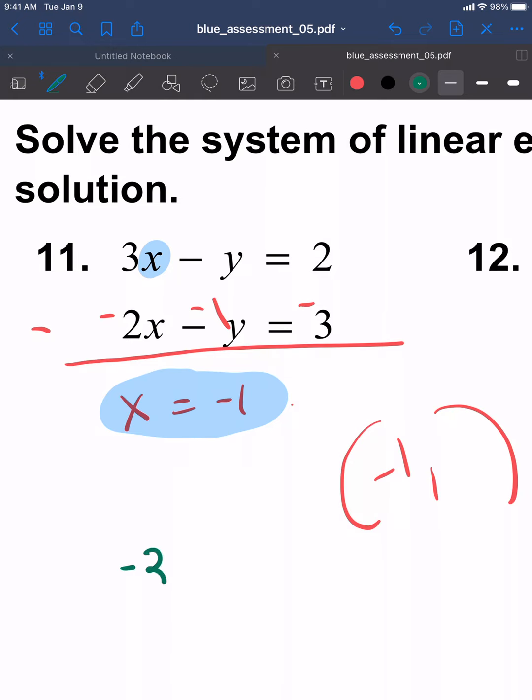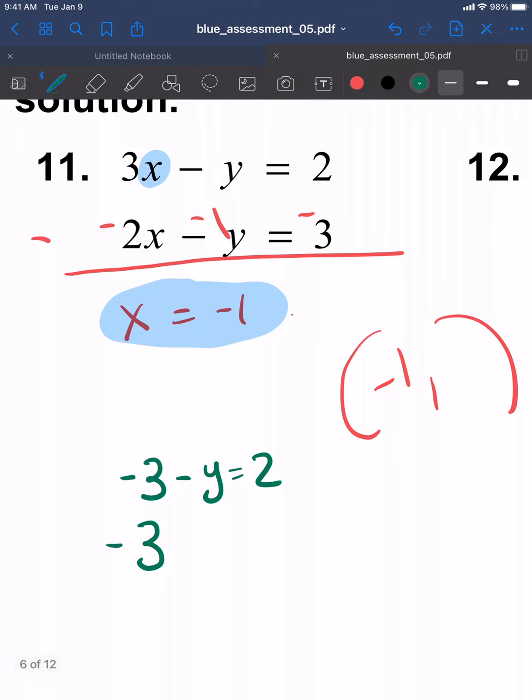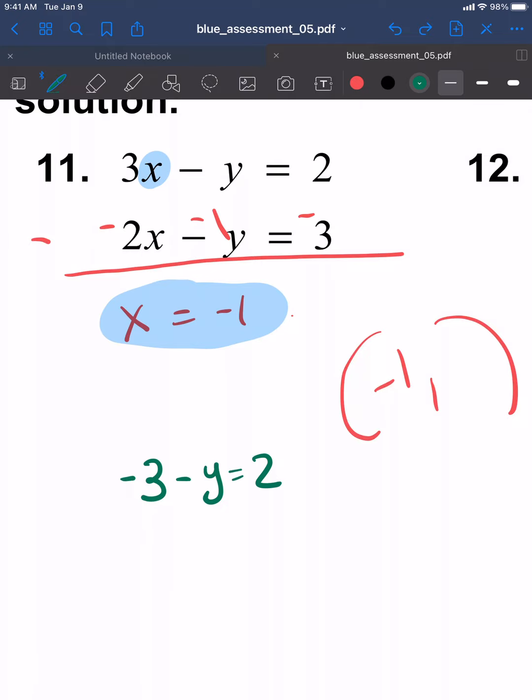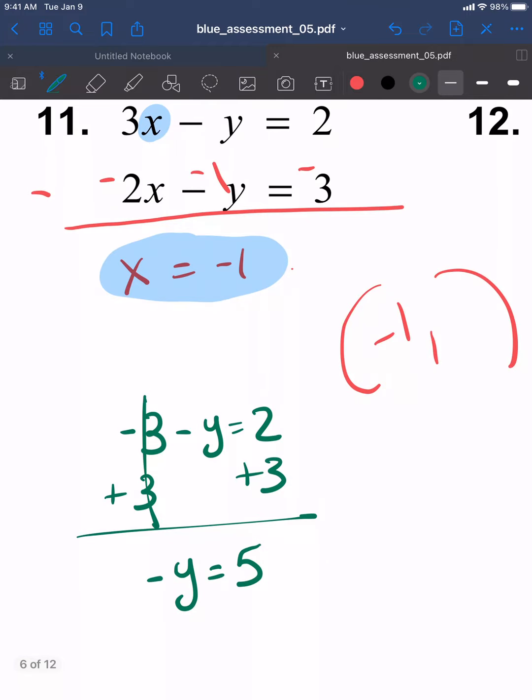Negative 3. Negative 3 minus y equals 2. Subtract 3? If I subtract 3, will those cancel out? Yeah, I have to get rid of it by doing the opposite of what it is. It is negative 3. The opposite would be to do a positive 3. Okay? Am I losing you guys? Are you there? Okay. That's away. So it's negative y equals 5. Am I done? Why?